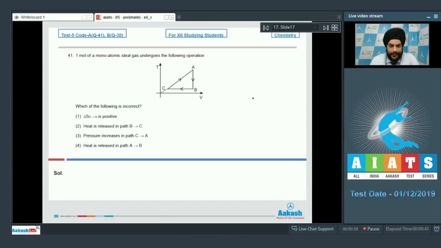Let us look at question number 41 now, students. 1 mole of a monoatomic ideal gas undergoes the following operation. Okay. So a T versus V plot has been given to us. The examiner seems to be interested in the statement which is incorrect. So let's start with option number 1, students.